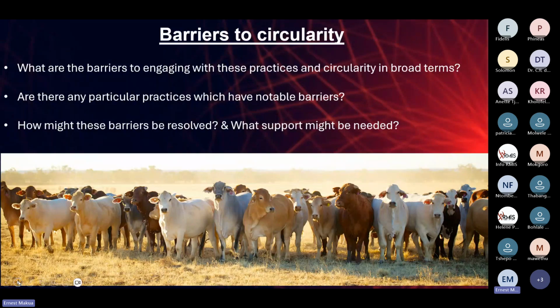So what are the barriers to engaging with these practices and circularity in broader terms? Are there any particular practices which have notable barriers? How might these barriers be resolved? How can we resolve these barriers? What type or what form of support do the farmers themselves need for them to be able to implement the circularity of nutrients?